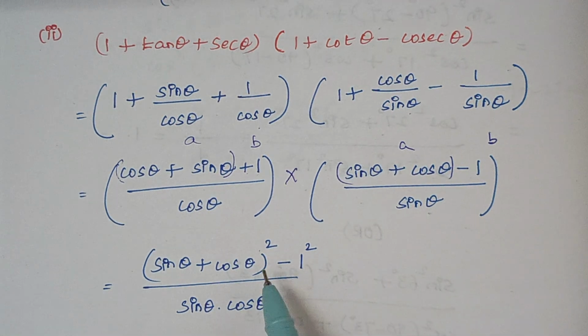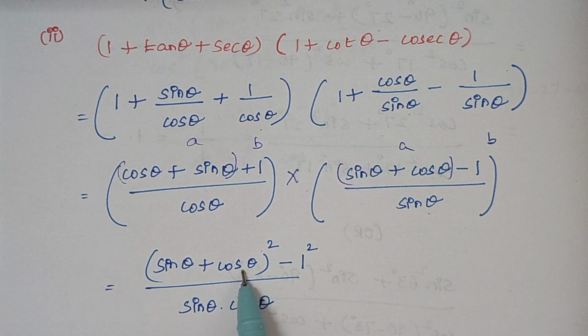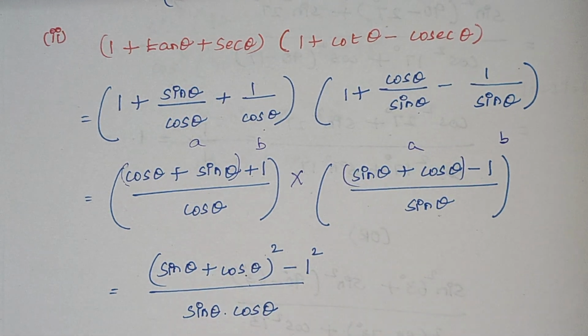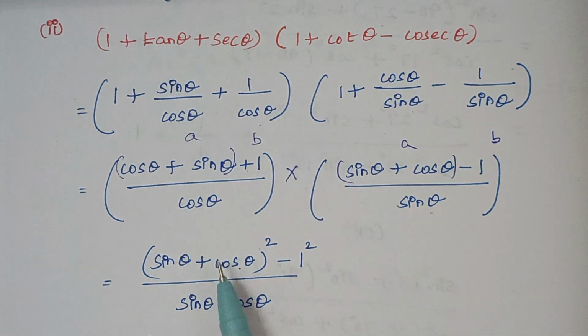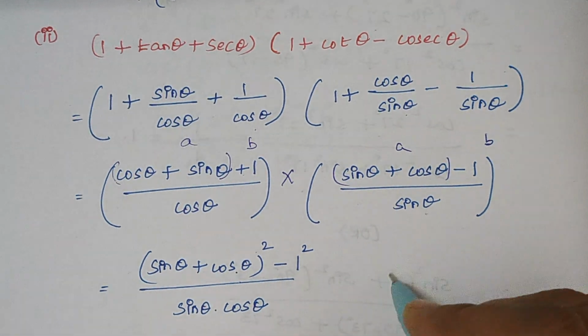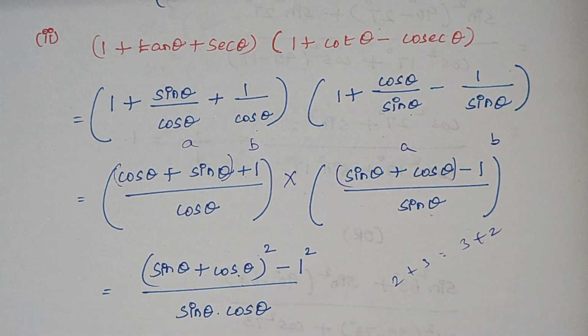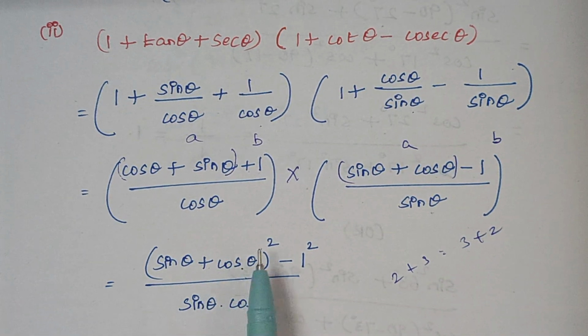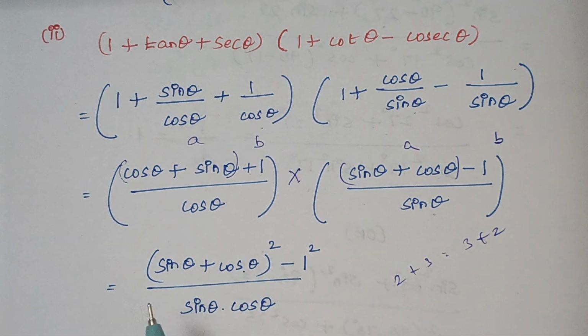Right. So in any way you can write, either sin theta plus cos theta whole square or cos theta plus sin theta whole square. It will never make a difference because they are in addition. That is, 2 plus 3 can be written as 3 plus 2. That's it. So now a plus b whole square, we can expand this term in that formula.